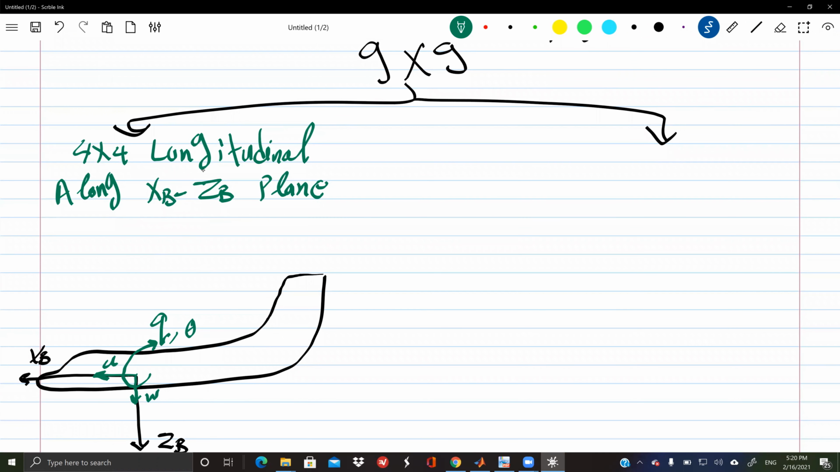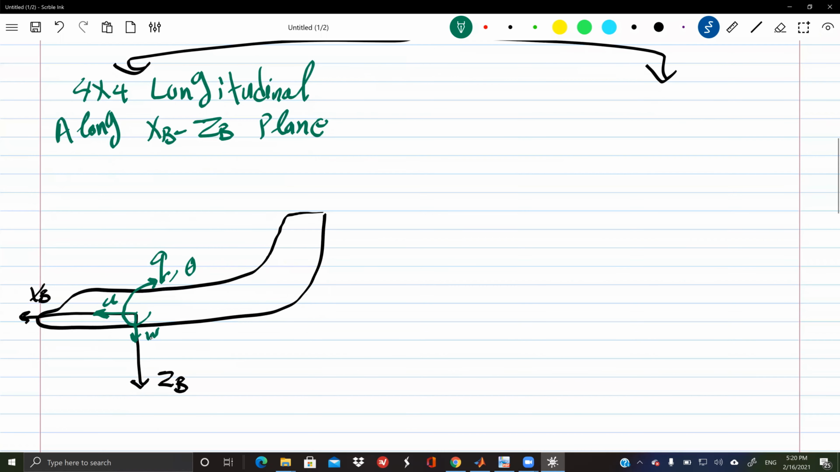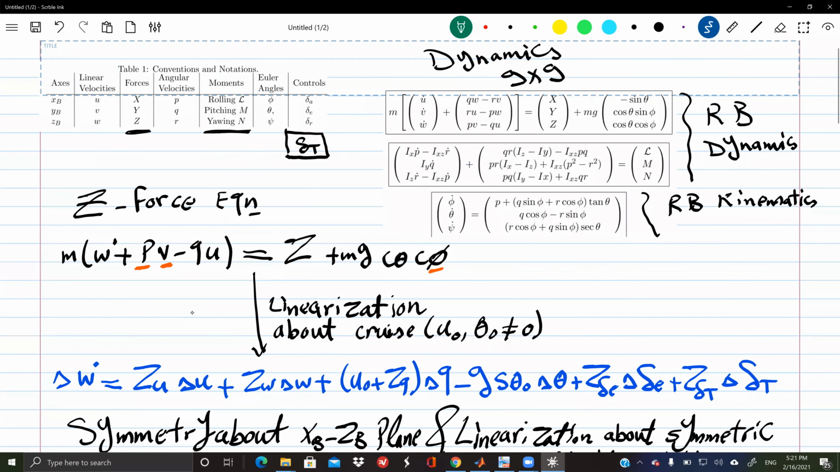Any motion along this plane becomes separate from the motion out of that plane. What are the motions in this plane? Like any plane, we have 2 translations and 1 rotation. So translation along X, translation along Z, rotation about the 3rd axis, which is Y, which is not here in the page. So translation along X, translation along Z, rotation about Y.